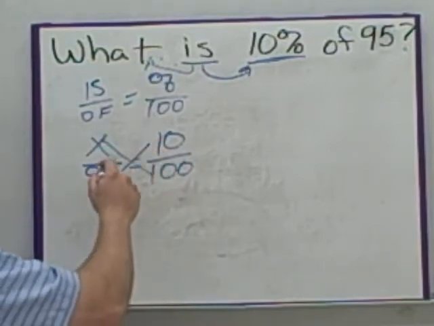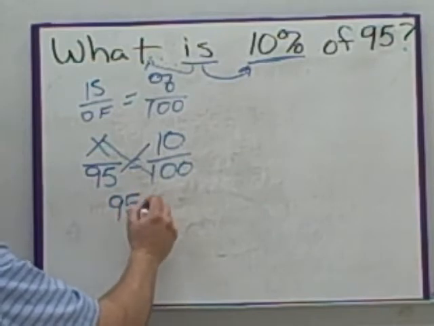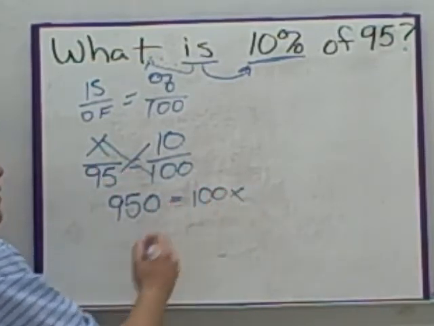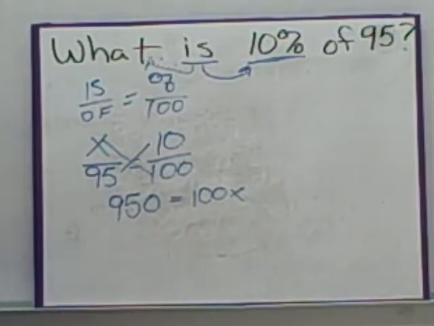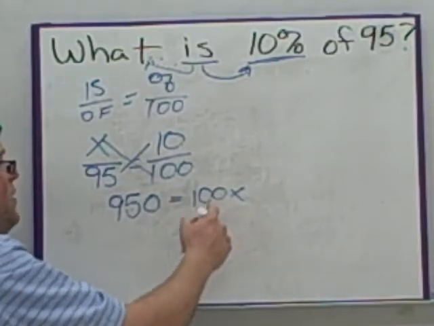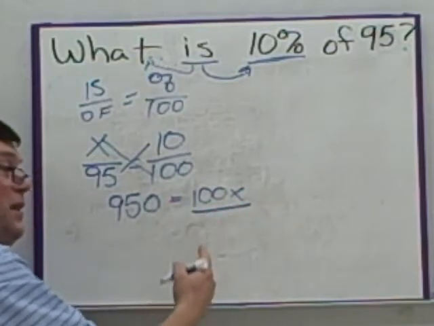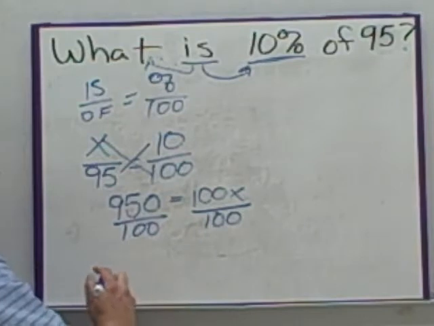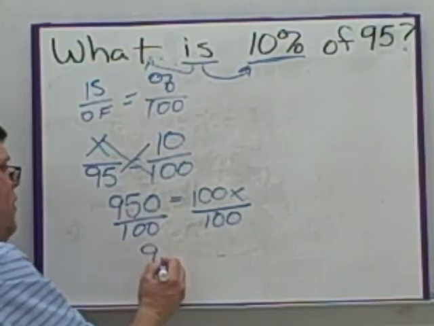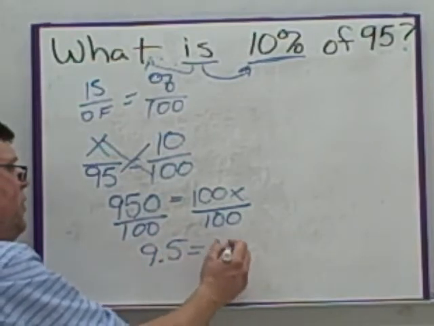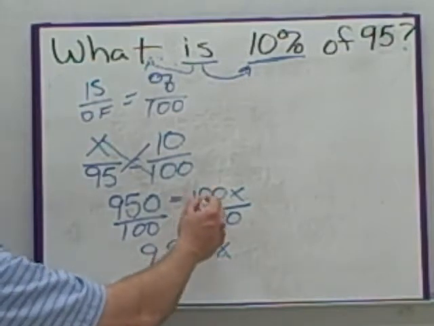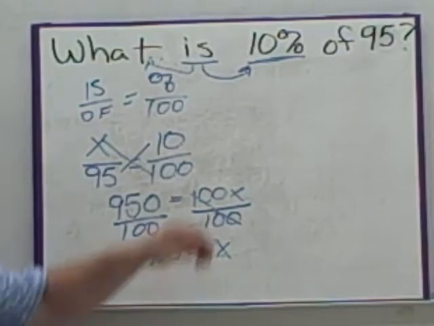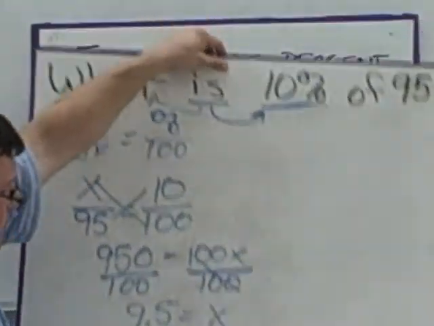Cross multiply. 95 times 10 is 950. 100 times x is 100x. Set those two equal to each other. 100 times x, to solve for x, we do the opposite of times, which is divide. So we divide by 100, which gives us 9.5 is equal to x. Because these cancel, and that gives you 9.5. Moving on to another example.